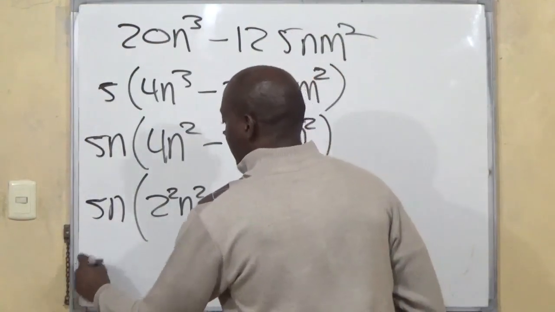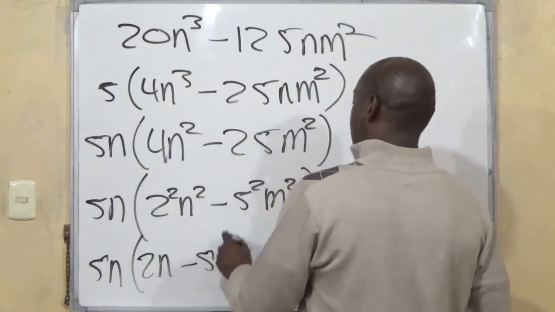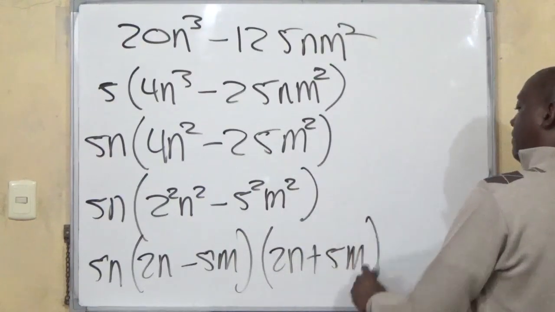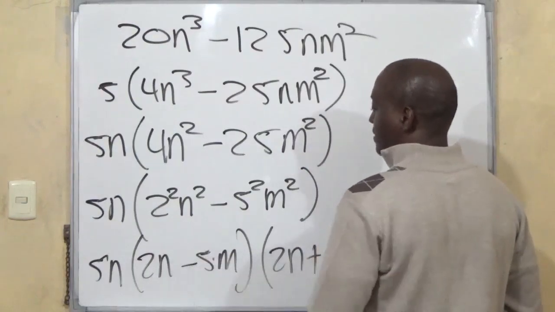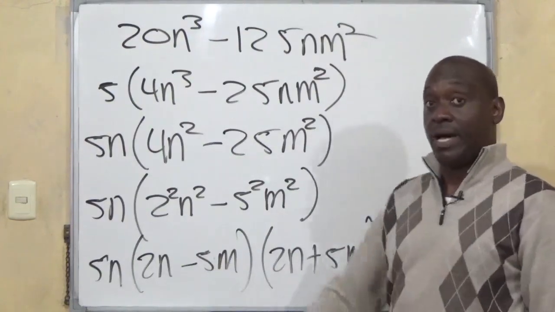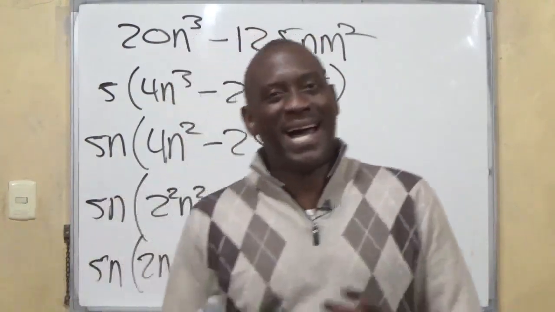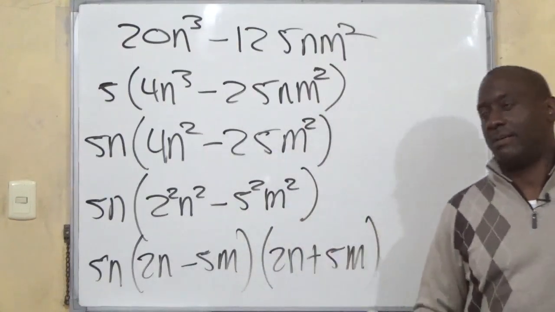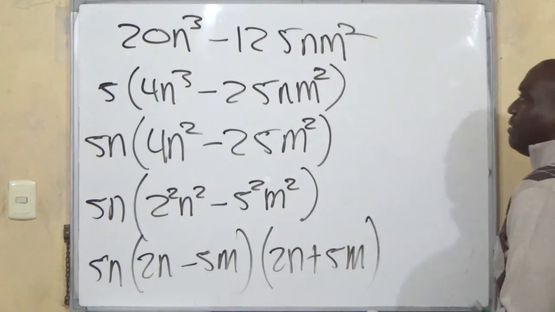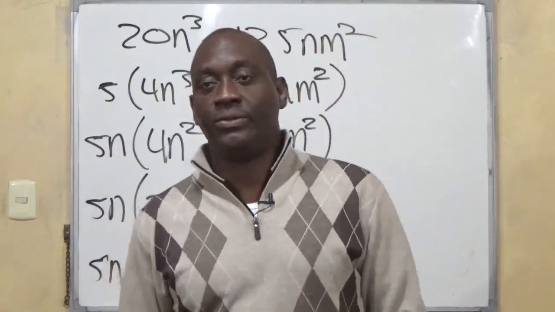So now we factorize, you get 5n into 2n minus 5m multiplied by 2n plus 5m. And that is your factorization of the difference of two squares. So sometimes you can have a number as a common factor. Sometimes you can have a letter as a common factor. Sometimes you can have a number and a letter as a common factor, as we had here. So let me just do one with a letter alone, just for the sake of completeness, and that will be the end of this particular discussion on the difference of two squares.